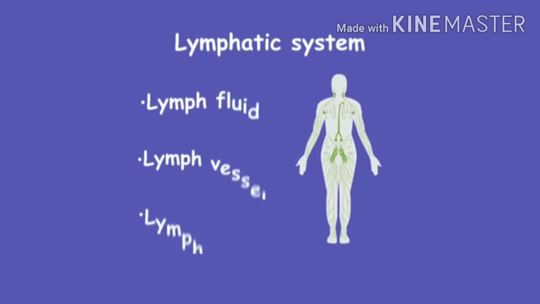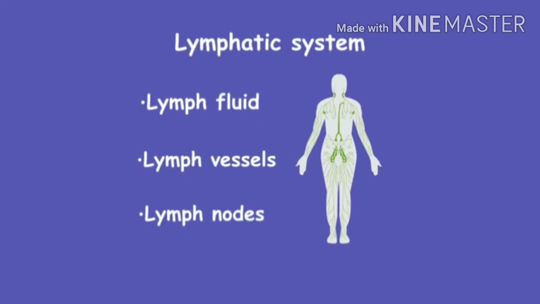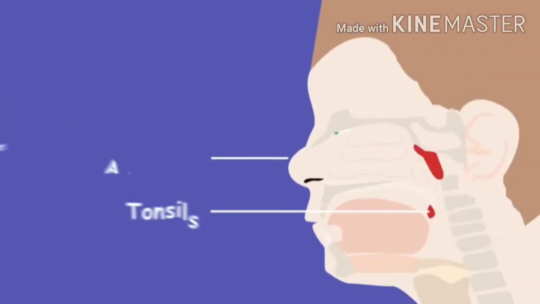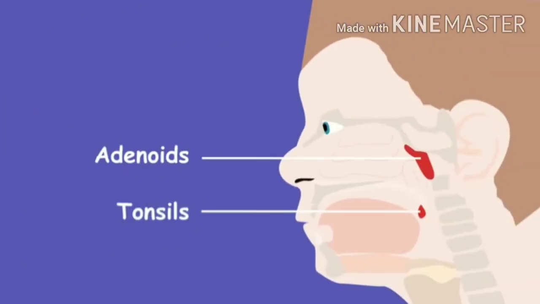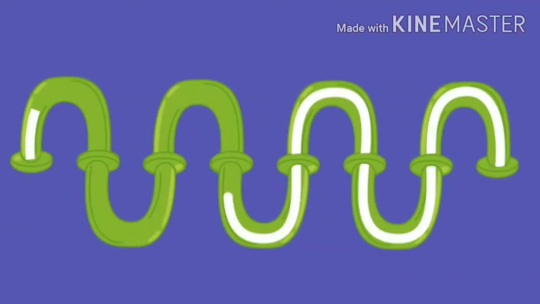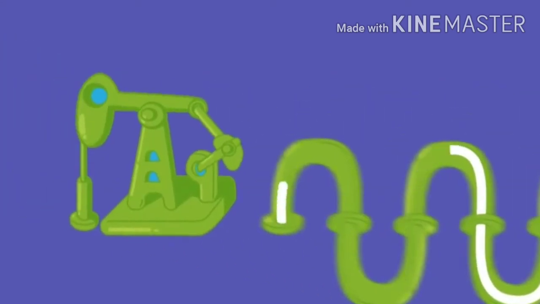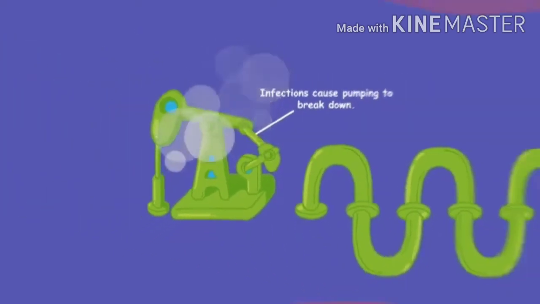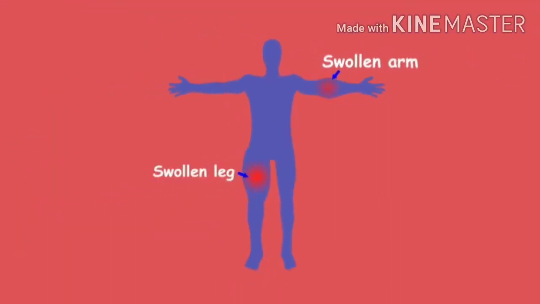As well as the lymph fluid, our lymphatic system also includes a few organs: the spleen, thymus, tonsils, and adenoids. They all have roles in helping our body fight off infections. Unfortunately, like any sewer system, things can go horribly wrong. Sometimes we get infections that cause the pumping to break down. This can cause your arms or legs to swell to huge proportions.